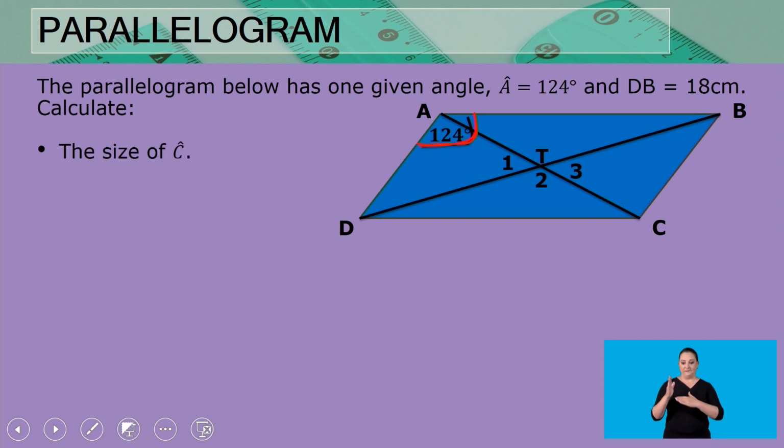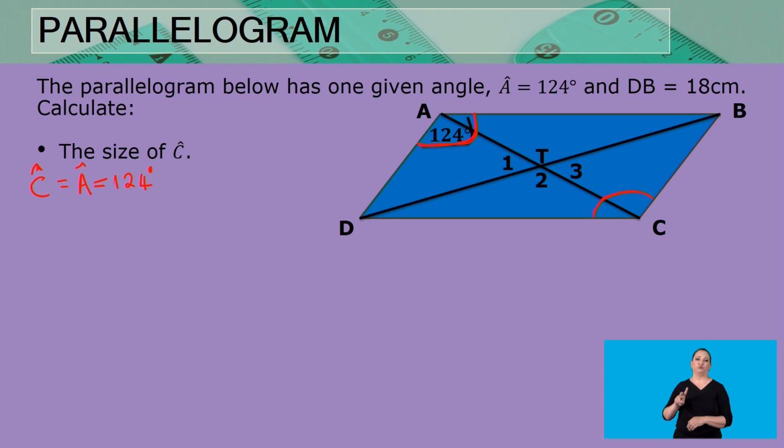The size of C. Now when we look at C, we can see that it is opposite angle A. Now given that this is a parallelogram, what do we know about the opposite angles of a parallelogram? Yes, you are correct if you are thinking that they are equal. So this means that angle C is equals to angle A, which is equals to 124 degrees. And the reason for that would be that they are opposite angles of a parallelogram.